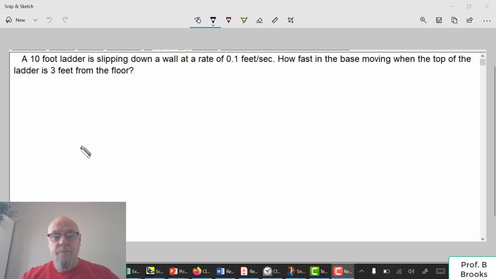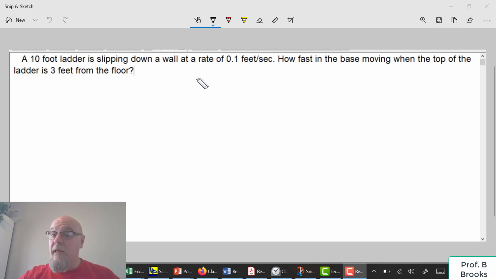So here's a word problem. A 10-foot ladder is slipping down a wall at a rate of 0.1 feet per second. How fast is the base moving? It's a related rate because it's give me a rate, ask me a rate.